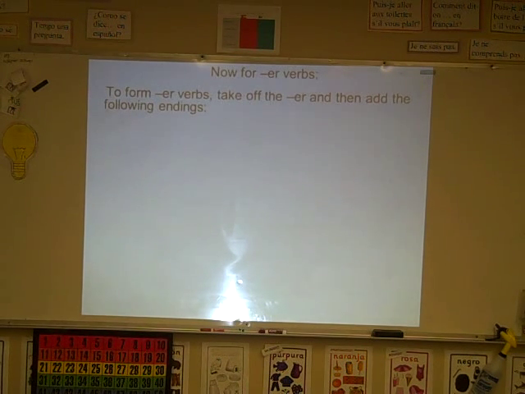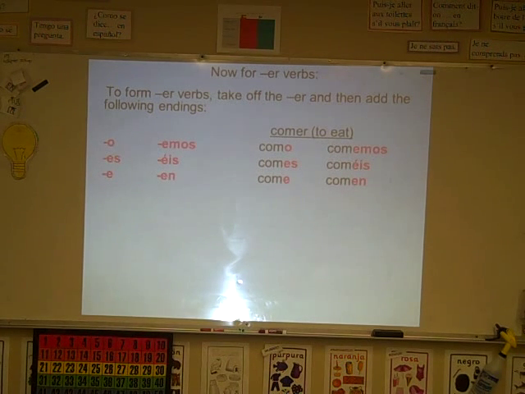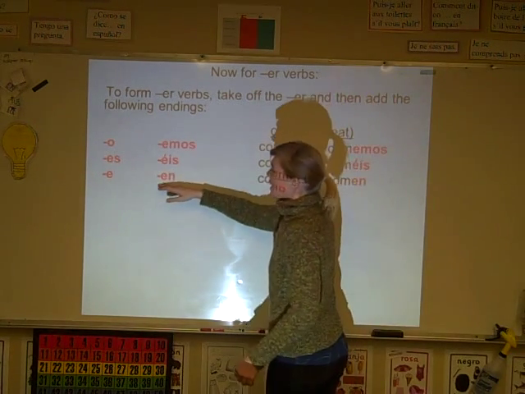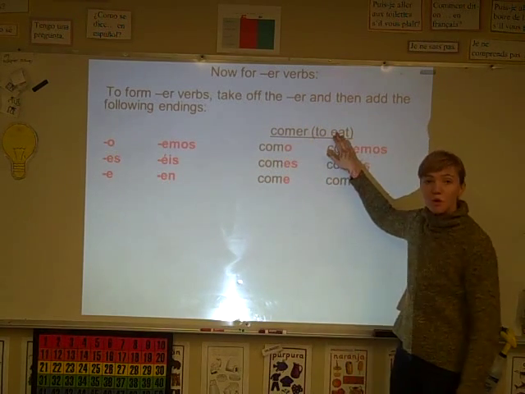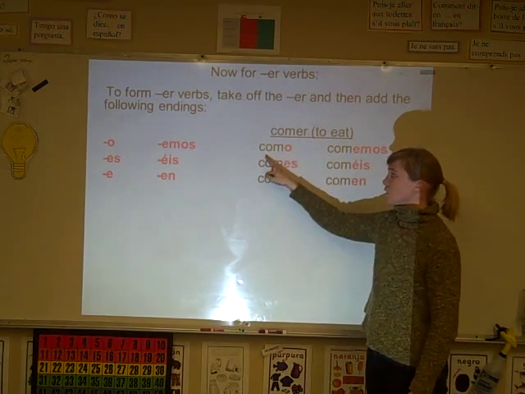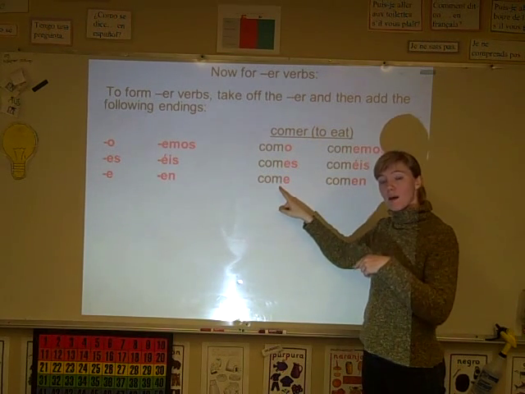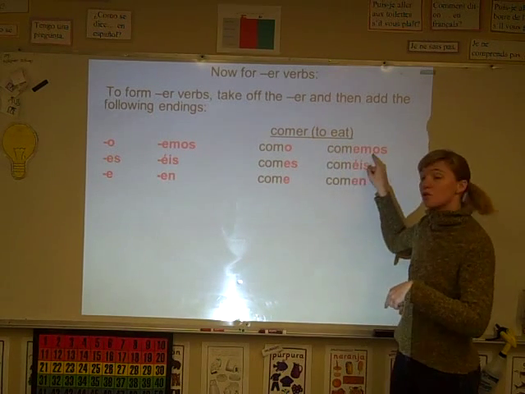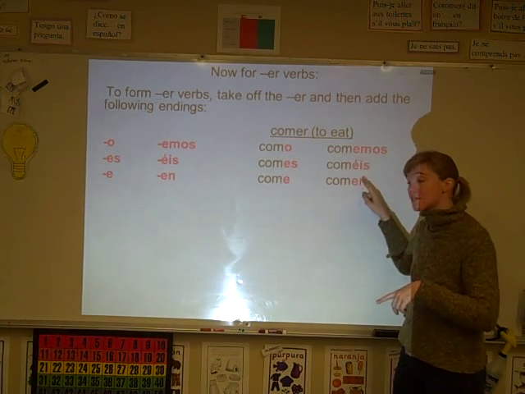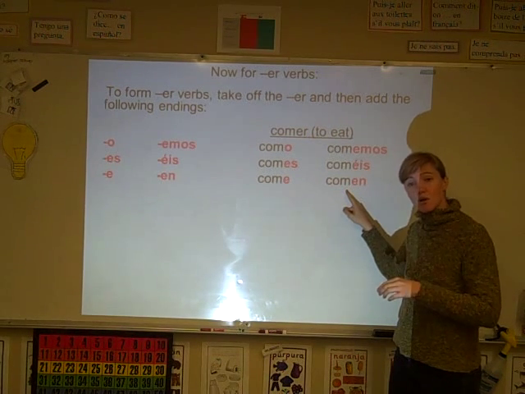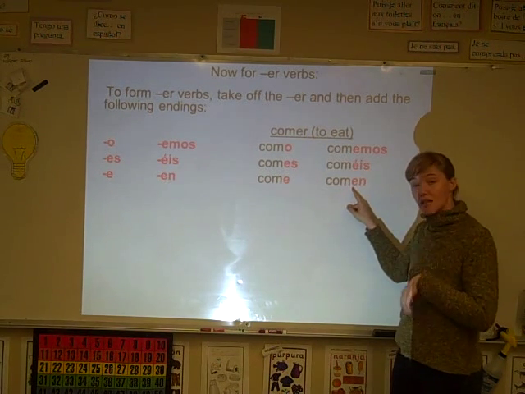For ER verbs, you do the same thing. You take the verb, you drop the ER, and then you add the following endings. For yo it would be o, tú es, él e, nosotros emos, vosotros éis, ellos en. If I wanted to use the verb comer, to eat, I would write yo como, tú comes, él come, ella come, usted come, nosotros comemos, vosotros coméis, ellos comen, ellas comen, ustedes comen.